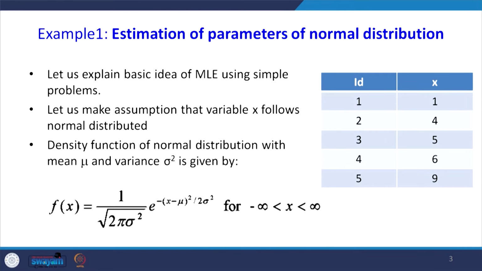The density function of normal distribution with the mean mu and variance sigma square is given by 1 divided by root of 2 pi sigma square, e to the power minus (x minus mu) whole square divided by 2 sigma square, where the range of x is between minus infinity and plus infinity. In this equation we are going to substitute these x values and multiply them, then take the log of that, then partially differentiate with respect to mu and sigma and equate it to 0, then we will get the population parameter.